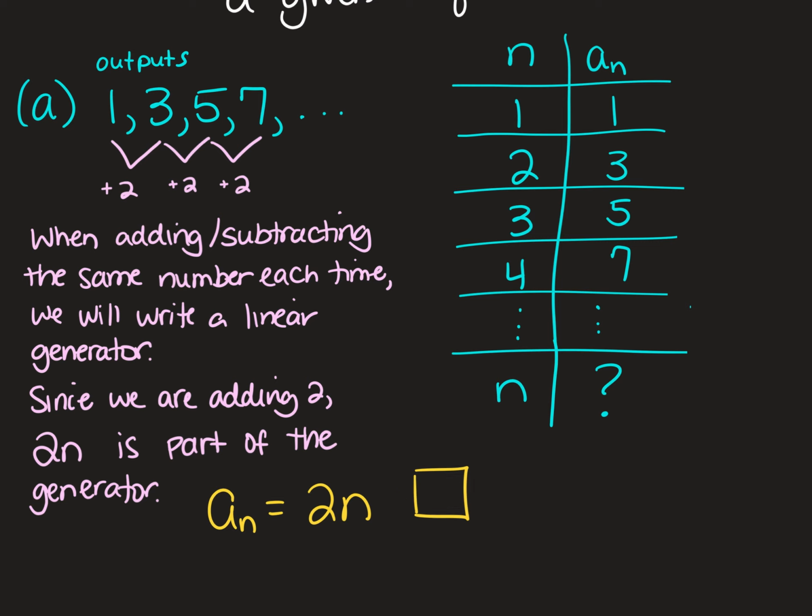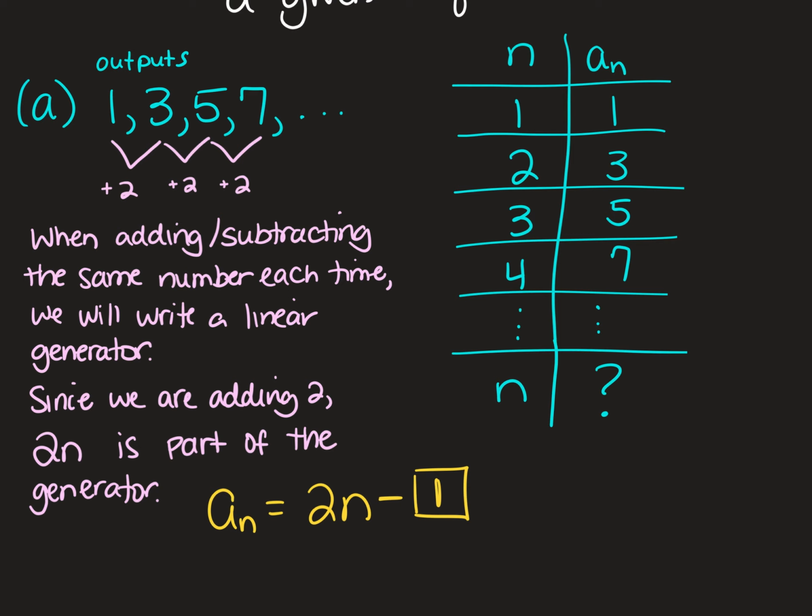Okay, so I'm going to subtract 1. So I did no algebra there. I just looked at what I knew had to be part of my sequence, which is the 2n, and used the data to figure out what the rest of that sequence should look like. Now I'm just going to double check it.